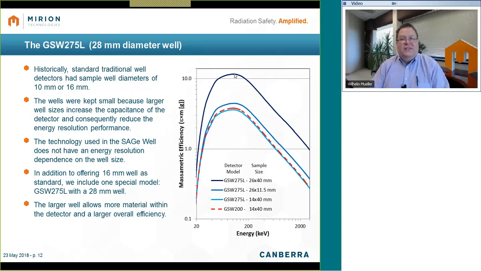So this illustrates the advantage of the larger well. And again, there's no sacrifice in energy resolution to make this choice.